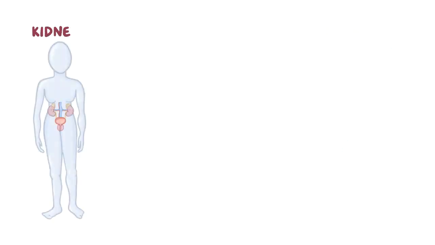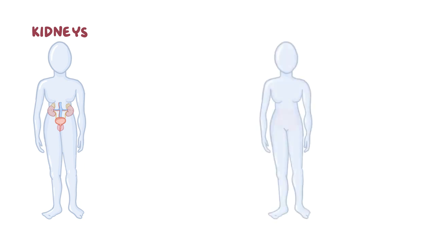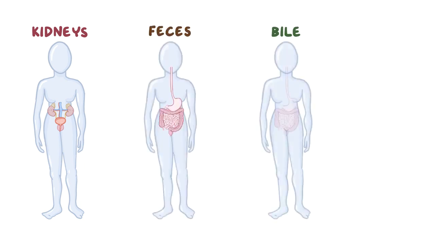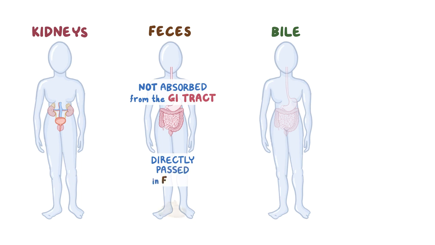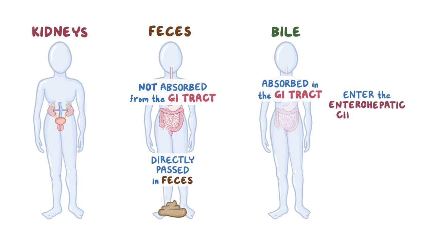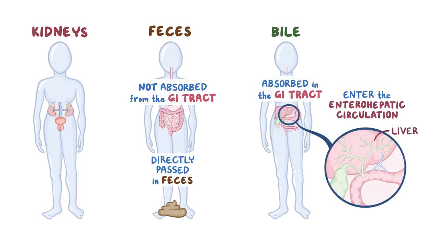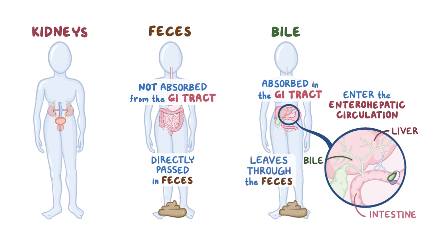Okay, now aside from the kidneys, excretion of medications can also take place through the bile and feces. So, orally administered drugs that don't get absorbed from the gastrointestinal tract are directly passed in feces. Some drugs that are absorbed in the gastrointestinal tract enter the enterohepatic circulation to get to the liver. Here, they bind to bile, which is excreted back into the intestine and then leaves the body through the feces.